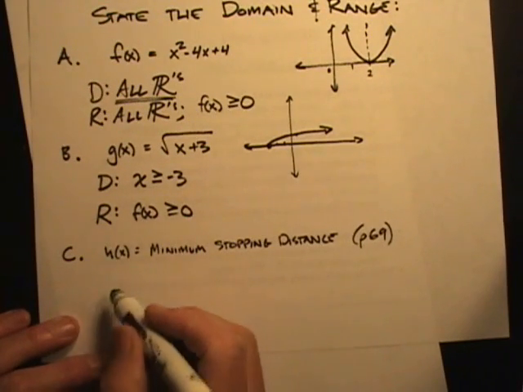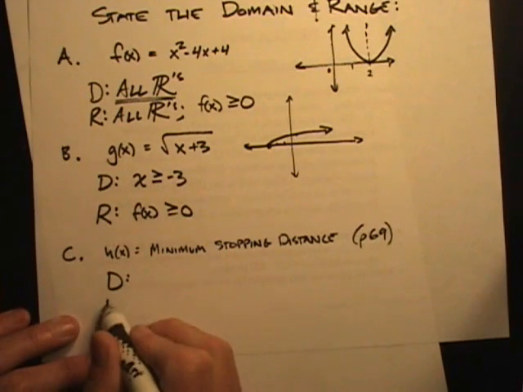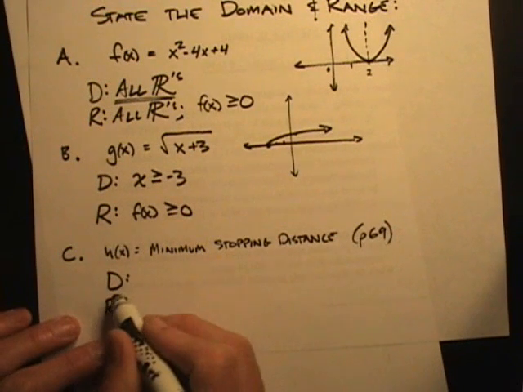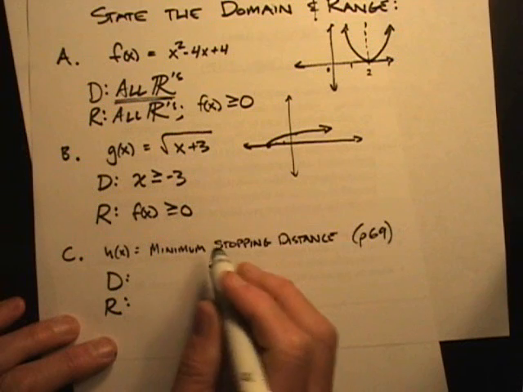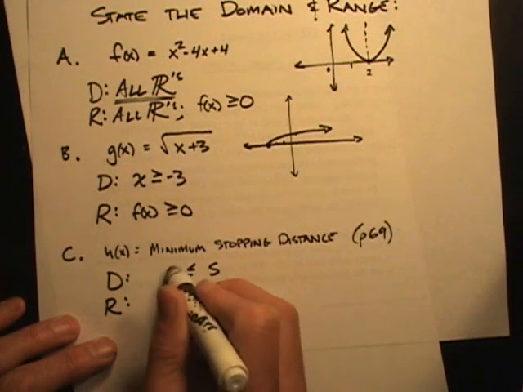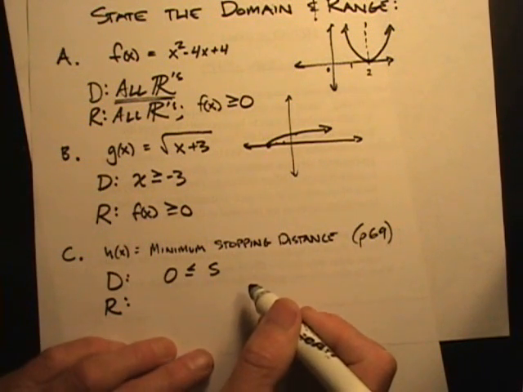Okay, you're back, you've seen the clip. Now the domain, in this case, this is the real world, all right? So this is your speed of a car. Well, the speed of a car, if you want to call it s, has got to be greater than or equal to 0. You can't go negative speed.